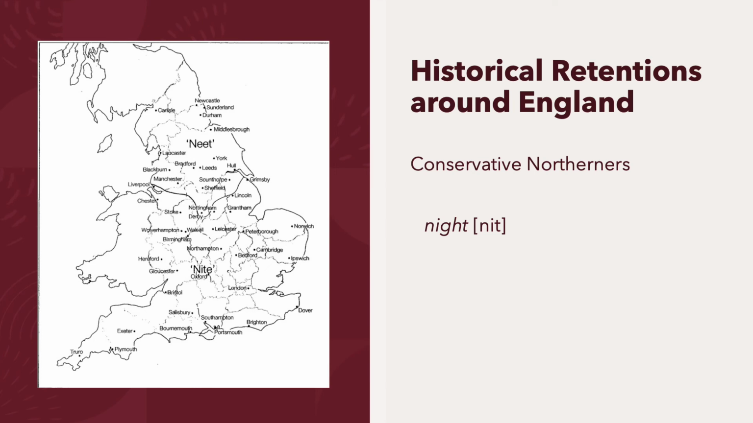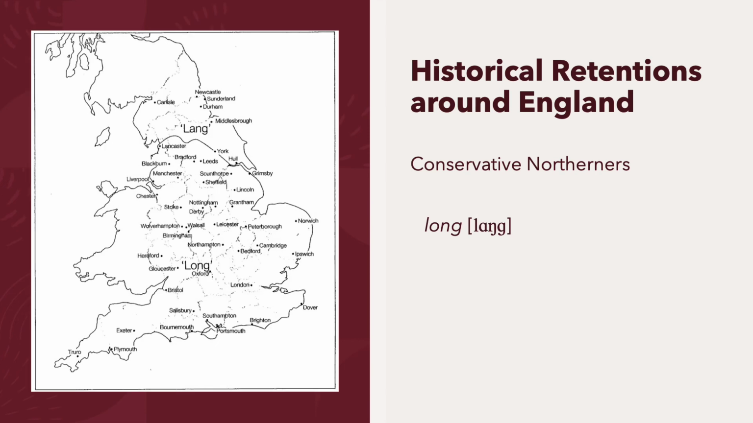Before the Great Vowel Shift in Middle English, this vowel was indeed "E" for everyone, so everyone would have pronounced "night" as "neat," and it's only as a result of the Great Vowel Shift that that vowel became shifted from an "E" to an "I." Clearly, though, that Great Vowel Shift did not take place everywhere, and the older form is preserved in some dialects of the North. Similar story here with the word "long," which is pronounced as "lang" in some conservative northern dialects.